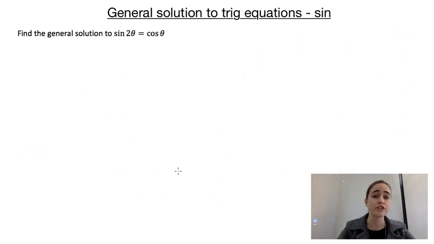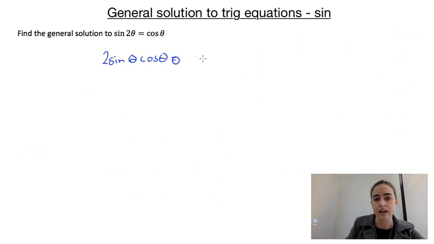This one's going to involve our general solutions for sine and cos. It's also going to involve our double angles. So our equation we're trying to solve is sine 2 theta equals cos theta. So the first thing I'm going to do is replace this one with our expanded double angle. So that's going to give us 2 sine theta cos theta equals cos theta. Now I'm going to move everything to one side of the equation. So I'm going to have 2 sine theta cos theta minus cos theta equals 0.